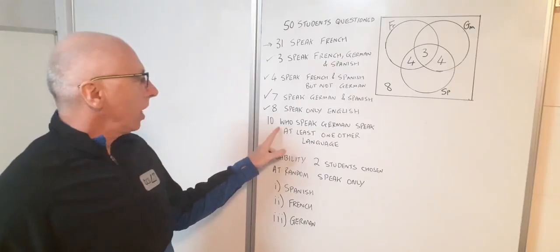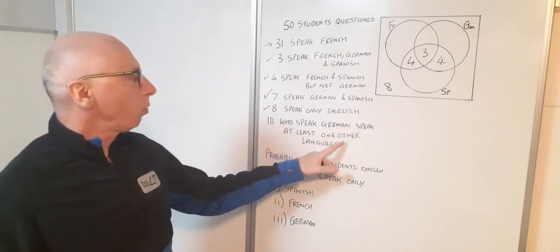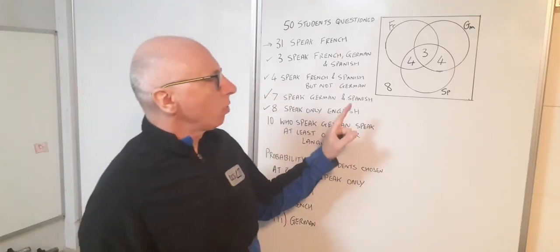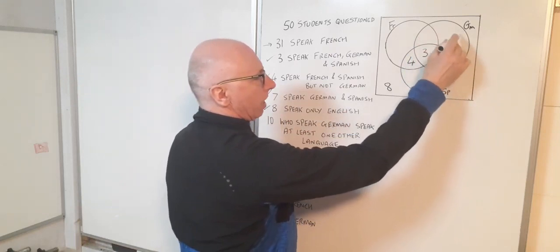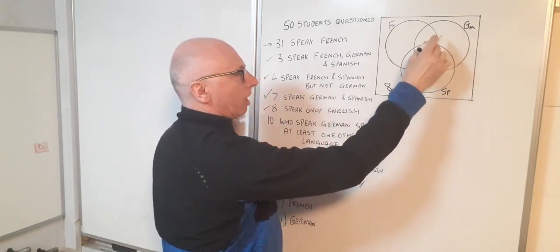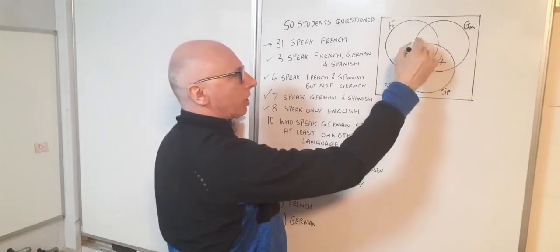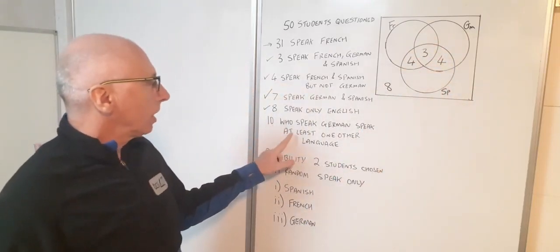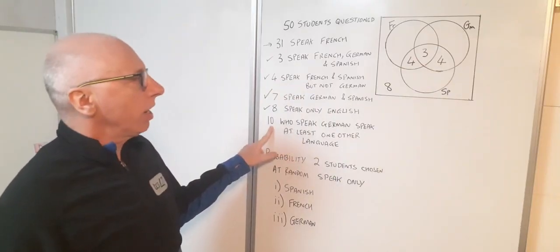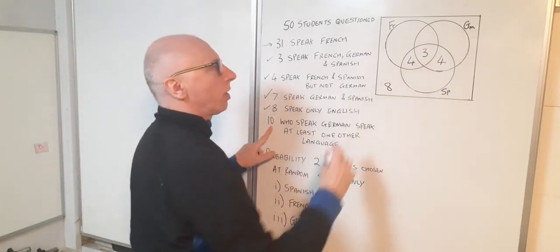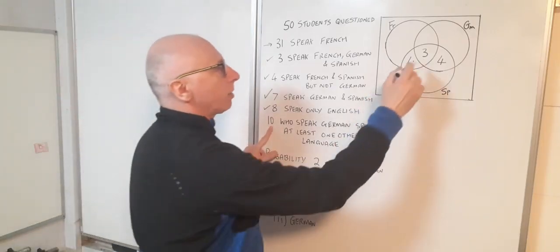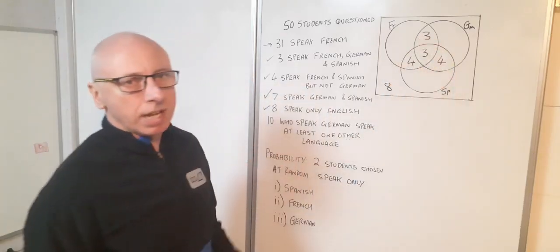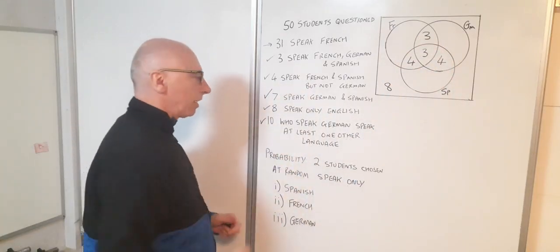And then finally, I've got 10 who speak German, speak at least one other language. So what that tells us is there's no one who speaks only German. Now this section here is the only German. This section here will say they speak German and some other languages. 10 who speak German speak at least one other, so at least one other. That could also include this one where they speak 2 others. So those 3 sections need to add up to 10. I've got 4 and 3, which is 7. So that leaves me a space of 3 there. So that takes care of that.